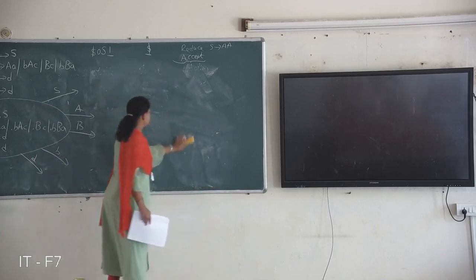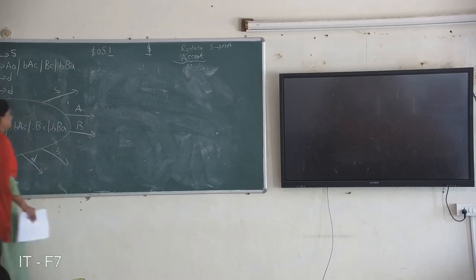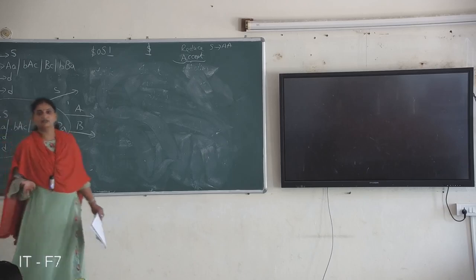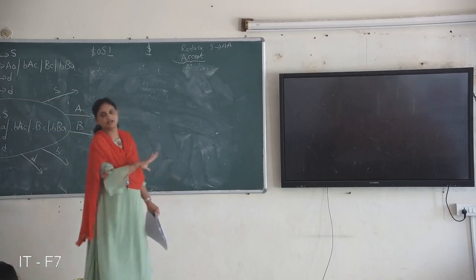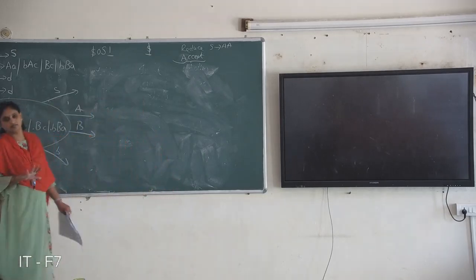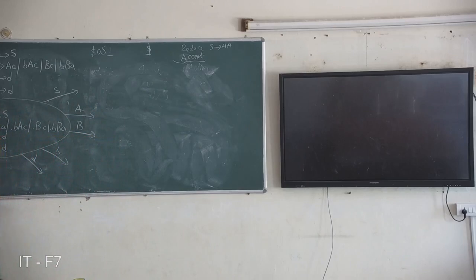And one more thing: first construct the diagram and then the table. If the table contains multiple entries, sometimes you can get shift-reduce or reduce-reduce conflicts, where either you can reduce or shift on it. Whenever you get that, it is not an LR(0) grammar. Okay. So only these transitions are there: S, A, B, and d.